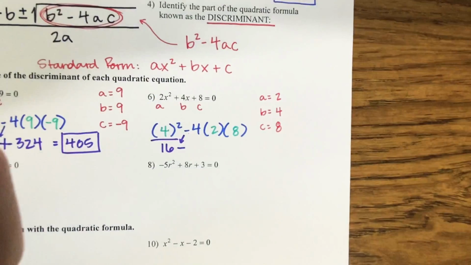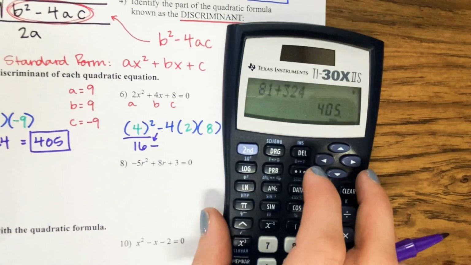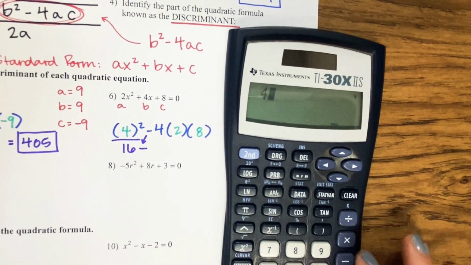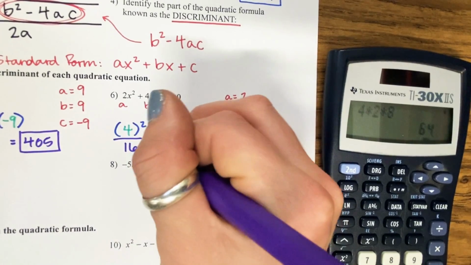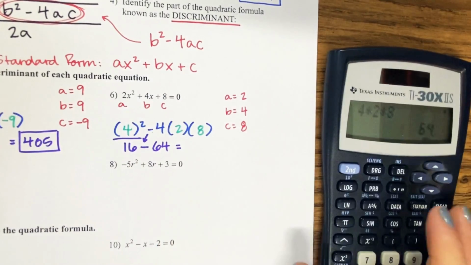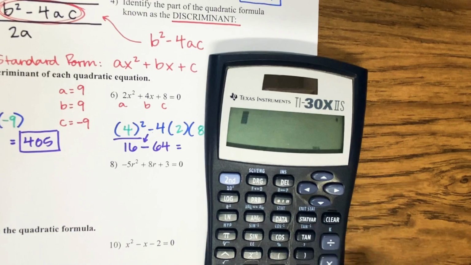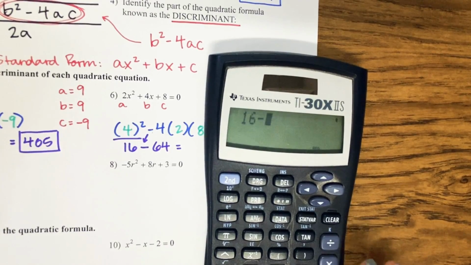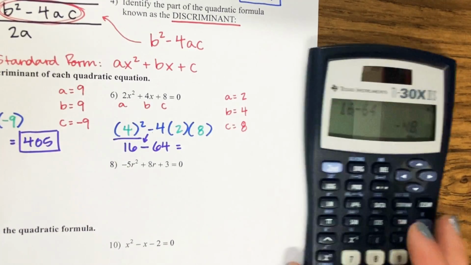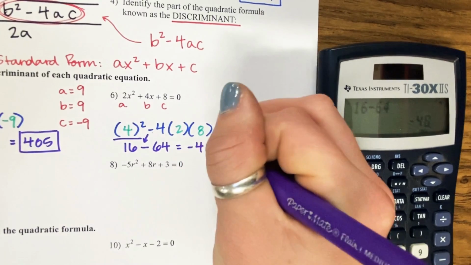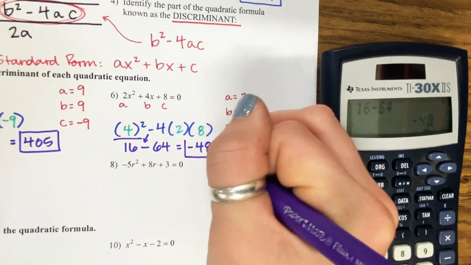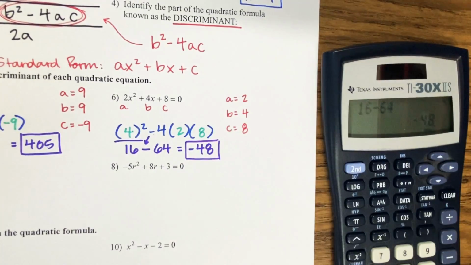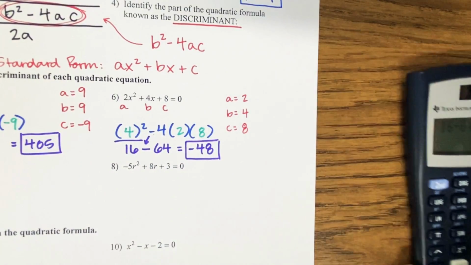And if you want to do this on your calculator, you're more than welcome to. Okay, 4 times 2 times 8. That's going to give me 64. Okay, then I have 16 minus 64, which is going to give me -48. And there is my answer. Just solved for the discriminant.